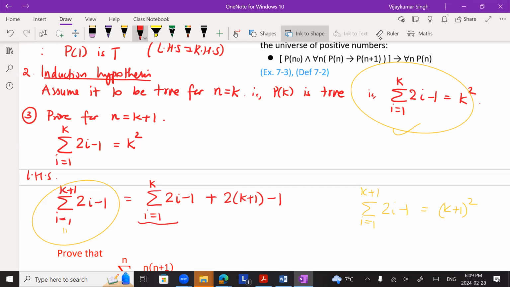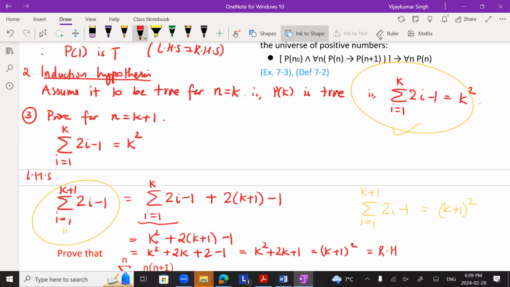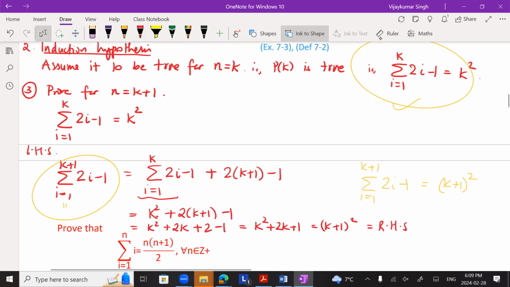So this part becomes k squared plus 2 times k plus 1 minus 1. That's going to be k squared plus 2k plus 2 minus 1. That's going to be k squared plus 2k plus 1, which is your k plus 1 the whole square. And that is your RHS, right? Therefore, P(k plus 1) is true.